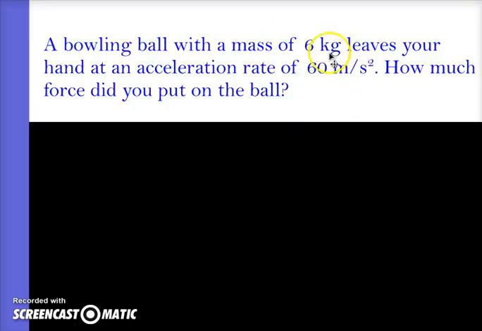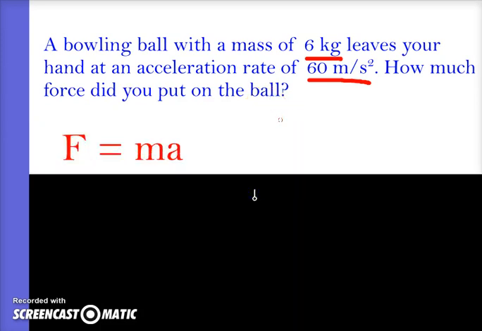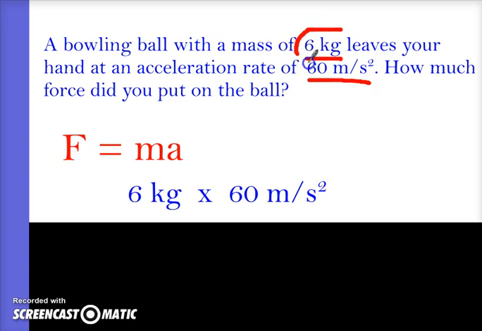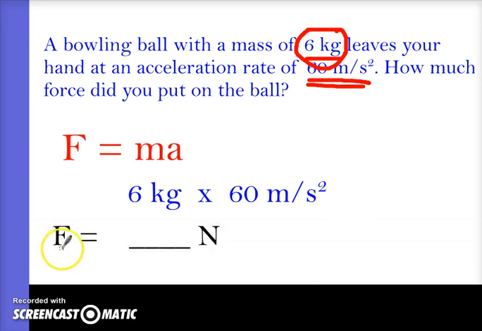Let's say that you have a bowling ball that has a mass of 6 kilograms and it leaves your hand at an acceleration rate of 60 meters per second squared. That means that for every second that it's traveling, it is increasing its speed. How much force did you put on the ball? Well, using the mathematical formula, force equals mass times acceleration, or F equals ma, we would take the mass times the acceleration, 60 meters per second squared, and therefore we would calculate the force on the object. I'm going to let you calculate the force on the ball, and remember that your unit is newtons.